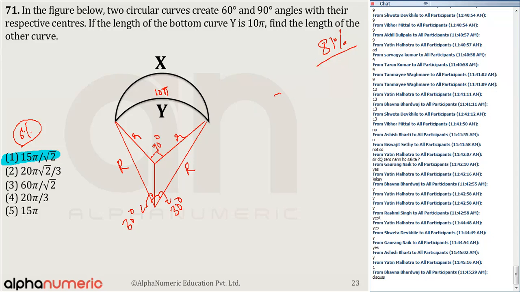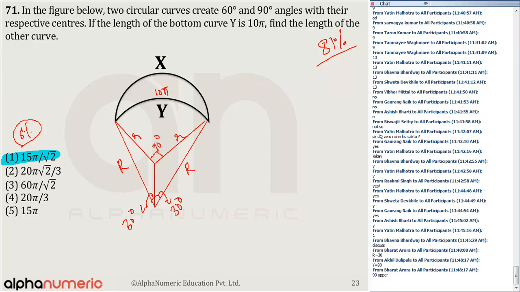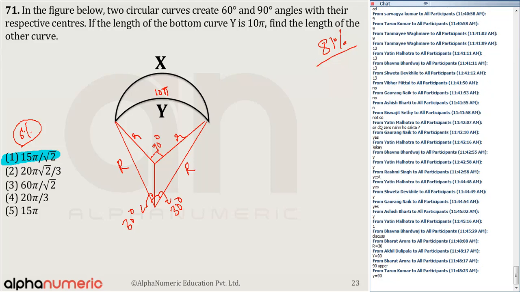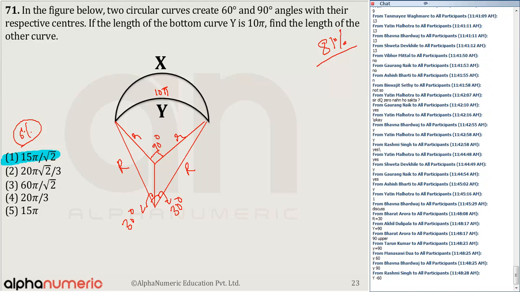4. Now tell me which curve is making an angle of 60 degree and which curve is making an angle of 90 degree. Can anyone tell me? There are two curves, ek x hai aur ek y hai. Kaun sa curve 90 degree banayega aur kaun sa curve 60 degree banayega? 90 degree kaun sa banayega? X ya y? The curve x, it will make an angle of 90 degree. And the curve y, it will make an angle of 60 degree.